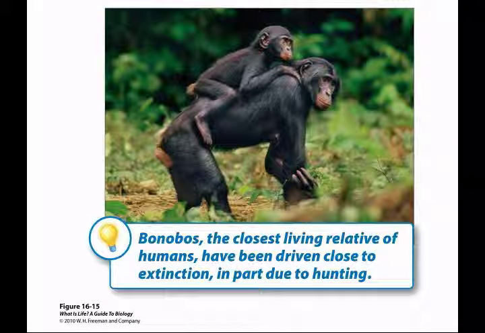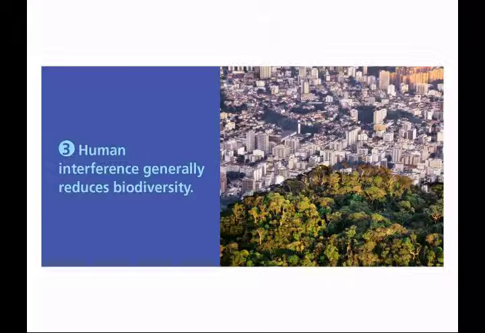We see species like the bonobos, which are the closest living relative of humans, being driven close to extinction because we may not think of that here, but in these tropical areas where the bonobos are, the indigenous tribes, the people, are shooting and killing them to use them for food. And so as we start to lose the species that are very close to our own, that actually harms the humans that are there too. We see humans interfering, causing this reduction of biodiversity.